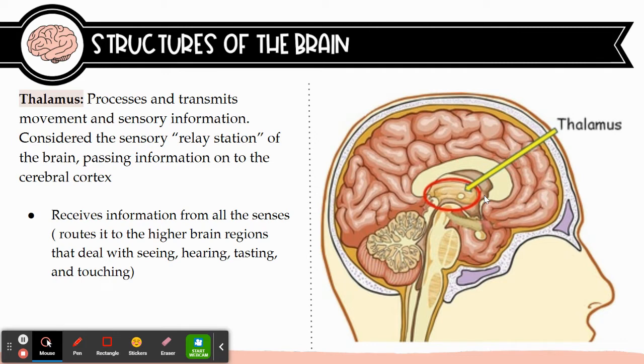So going back up, right above where the pons was at, we have the thalamus. The thalamus is a very important thing. It's considered the sensory relay station of the brain. What it does is it processes and transmits movement and sensory information.